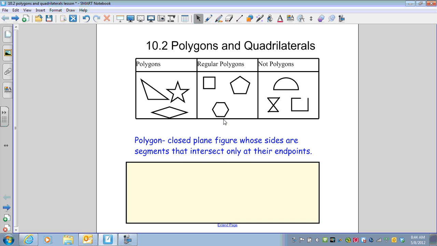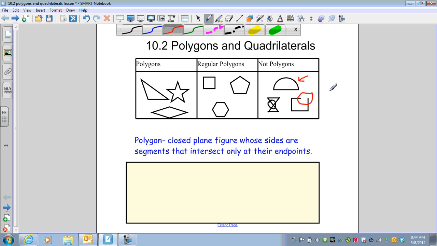Meaning here, because those intersect, it can't be considered a polygon. And for this one here, because there's a gap in it, it's also not a polygon. And in this case, since there's a curved edge, it's not a polygon. So it needs to have straight sides, and they can only intersect at the endpoints, like here.